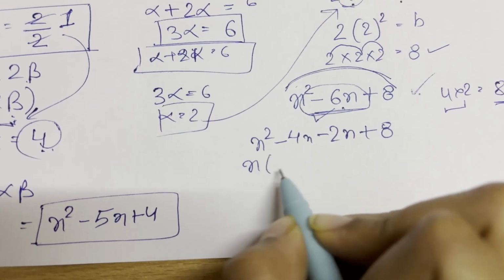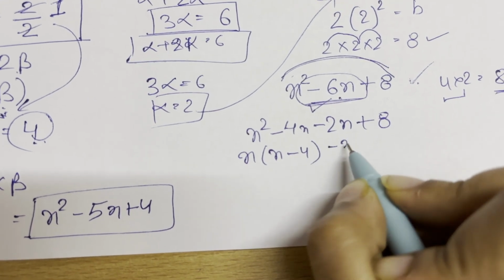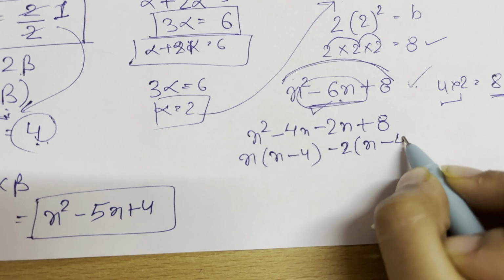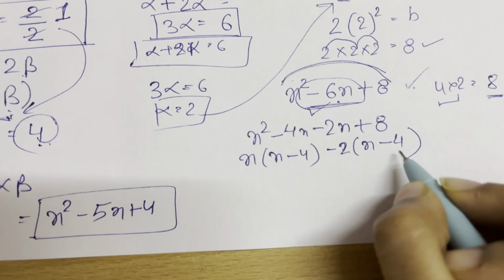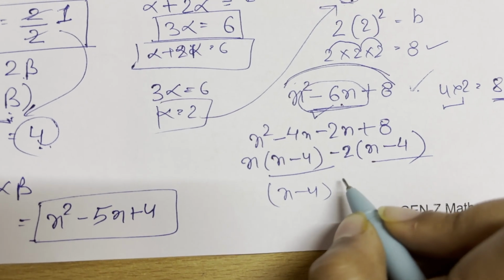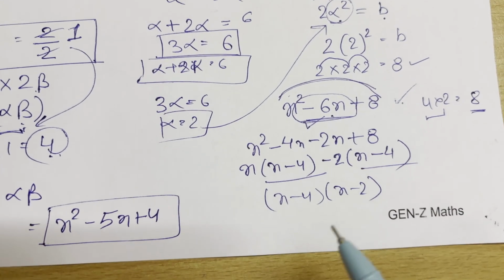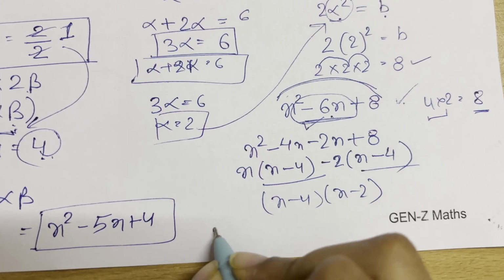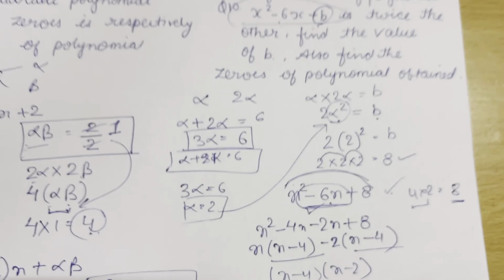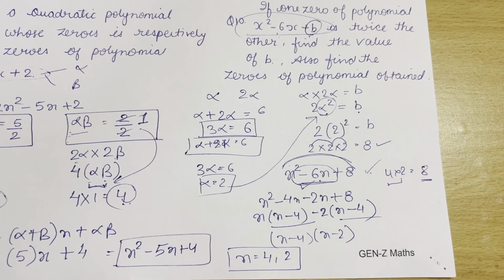If I take x common, I get x minus 4, and from here if I take minus 2 common, I get x minus 4 again, and I could again take x minus 4 common from this equation, that is x minus 4 and x minus 2. Now the zeros of this quadratic polynomial become x equals 4 and x equals 2. That was this question, that is the solution for this question. I hope you understand it.